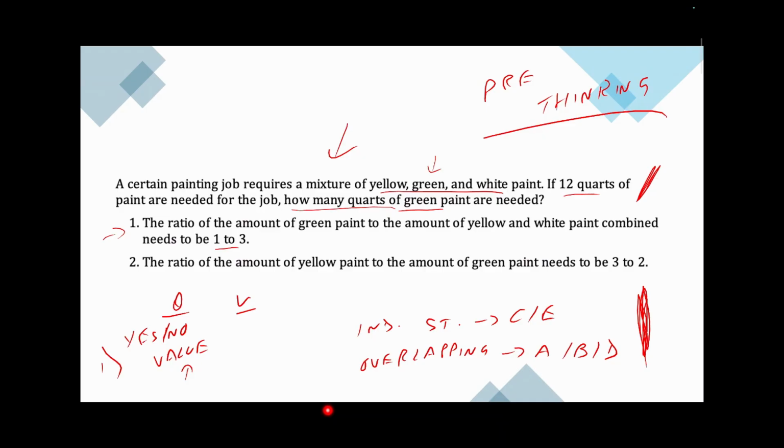So that's already got me down to what? A or D. And see, this was an overlapping statement and I had already predicted that the answer will either be A, B or D. Now B is out, A or D. The second one says the ratio of yellow to green will definitely not be sufficient because we have no idea about white. So A will be the answer to that question.